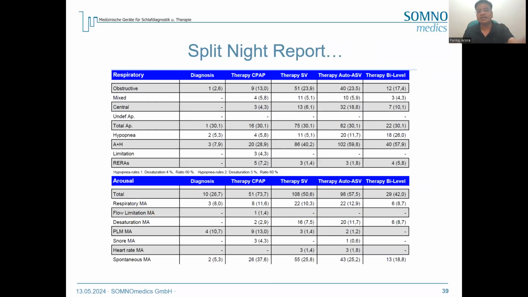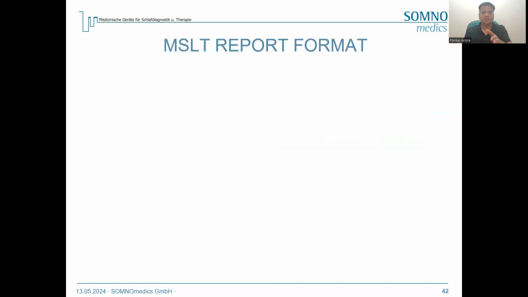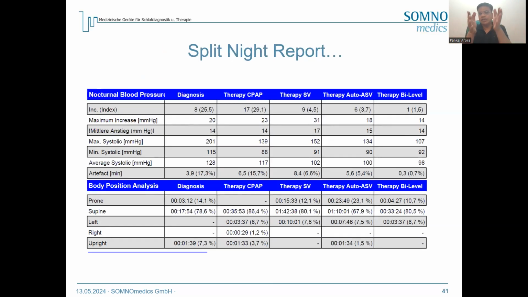Again, it will show what has happened to the respiratory parameters during diagnosis and during therapy, and how the arousals were in the diagnostics and during the therapy. Similarly, it will give you the PLM index during the diagnostic and during the therapy, and how the heart rate was during the diagnostics and during the therapy. So this is how it gives you a comprehensive split night report, and you can give this to the patient in case you're doing a split night study.